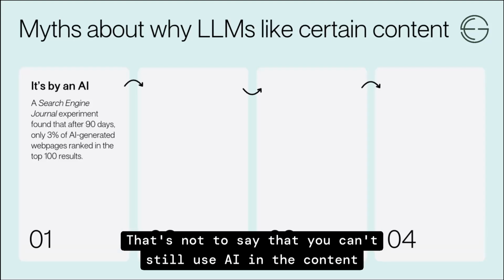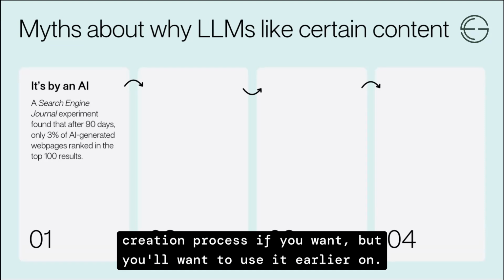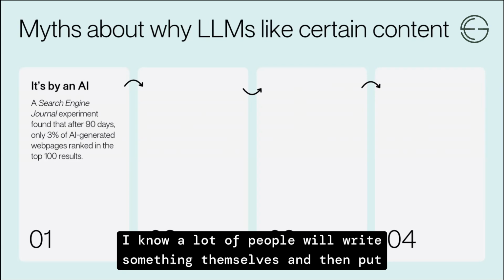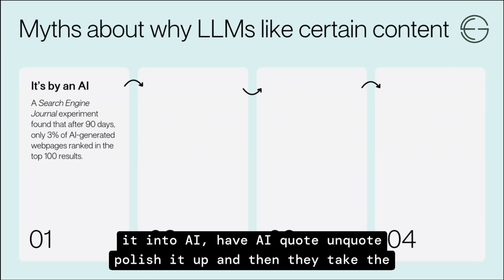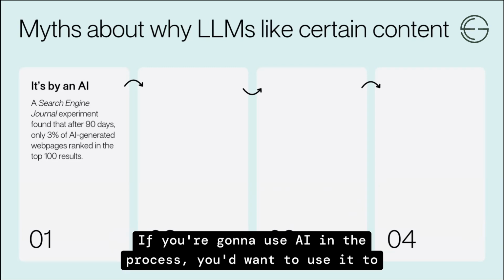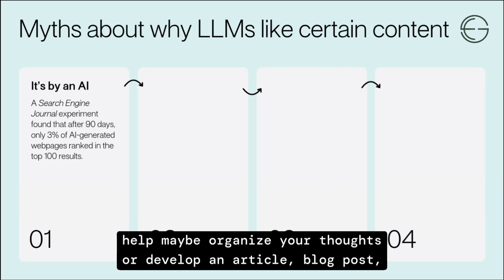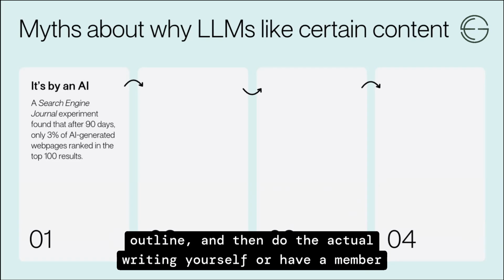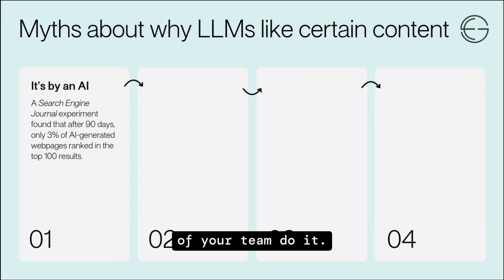That's not to say that you can't still use AI in the content creation process if you want, but you'll want to use it earlier on. I know a lot of people will write something themselves and then put it into AI, have AI, quote unquote, polish it up, and then they take the result and put it on their website. You actually want to reverse that. If you're going to use AI in the process, you'd want to use it to help maybe organize your thoughts or develop an article or blog post outline, and then do the actual writing yourself or have a member of your team do it.